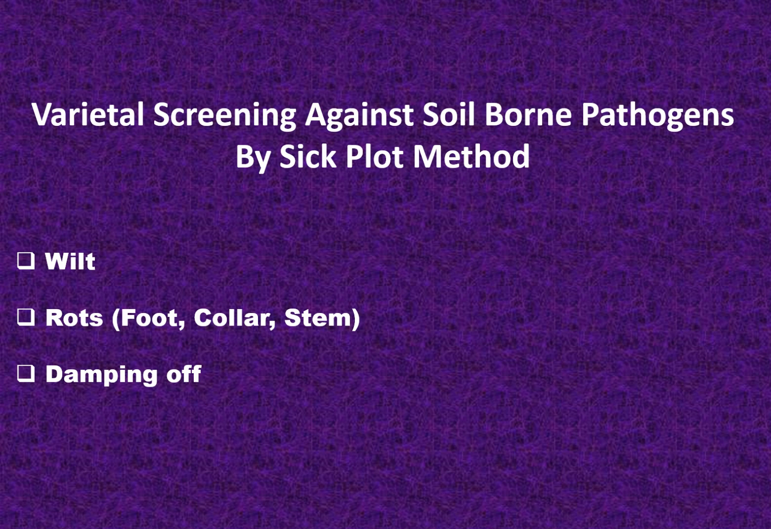I am briefly going to discuss a practical topic, and that is the varietal screening against soil-borne pathogens by sick plot method. We already know that plant pathogens are very diverse in terms of the part of the plant they are going to attack. Some pathogens like to attack the aerial parts of the plant, such as leaves, fruit, flower, or the bark, while a great majority of the pathogens live in the soil and attack the underground parts of the plant, such as the roots or the underground stem or the bulb.